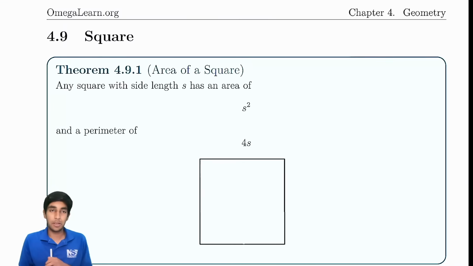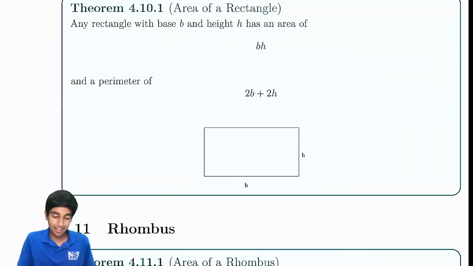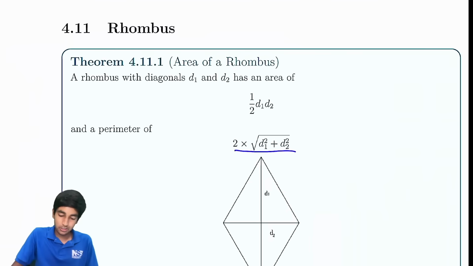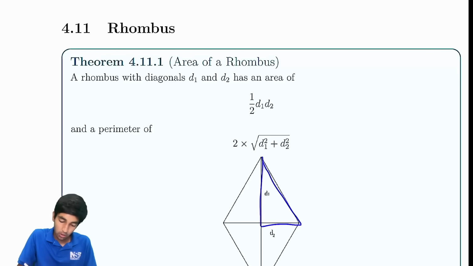Okay, something else. This is some really basic stuff. Area of a square, rectangle. And the rhombus area is half times the product of the diagonals. The perimeter is just 2 times the square root of d1 squared plus d2 squared, right? You just do Pythagoras on this triangle, and then you multiply the hypotenuse by 4.